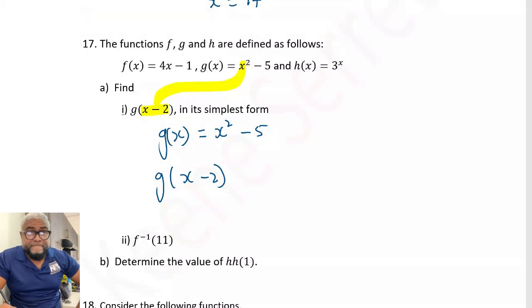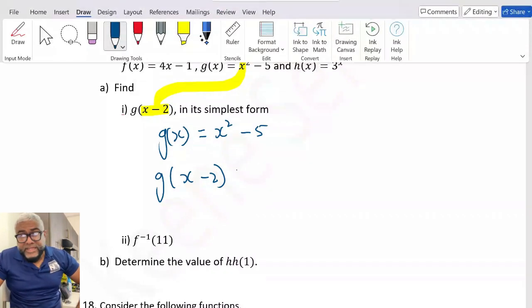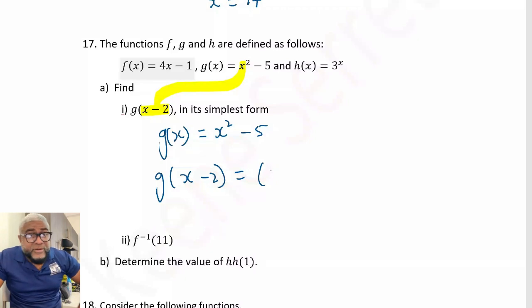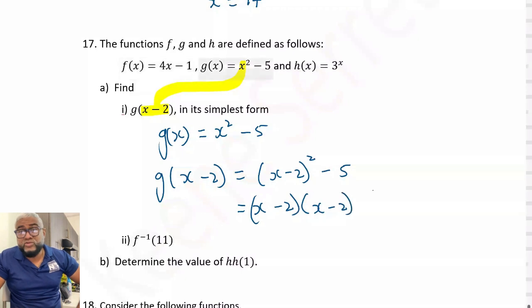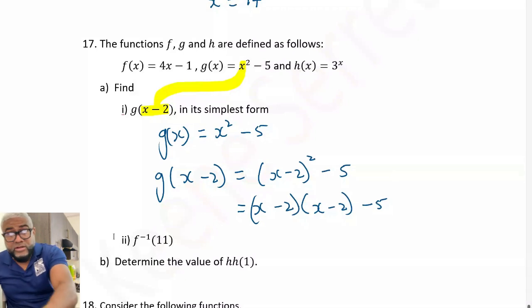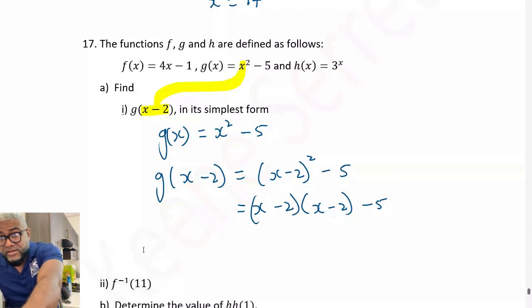So watch it. This will be equal to, instead of putting x, what did I just say we put in? x minus 2, squared, minus 5. Yes, I put back the minus 5. And then here I do binomial expansion, because if I have x minus 2 squared, x minus 2 by x minus 2 is x minus 2 squared, right? And then I still put back the minus 5. Cool?